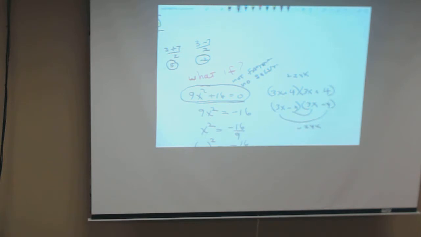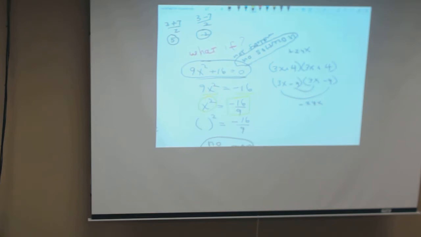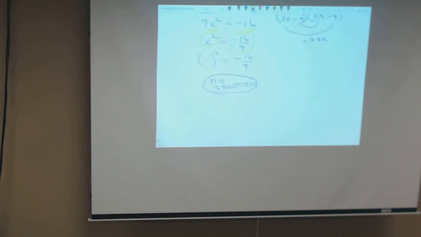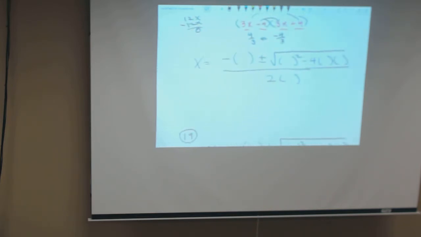There is a solution, but you haven't learned how to do that yet. So at this stage of the game, if you see that with a plus in it, you go, no solution. It has to be negative before you can work on that. And part of that is because, watch, if 9x squared is negative 16, then divide by 9. What number squared is going to equal a negative number? There is no real number that does that. So that's why you say no solution. If you see one like that. Number 19.